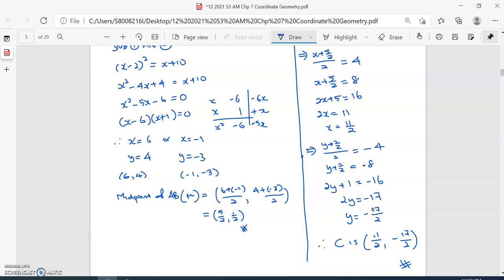Okay, so midpoint isn't too difficult as long as you know the formula, just like for length and for gradient. Let's move on to the next part of the chapter in a new module.